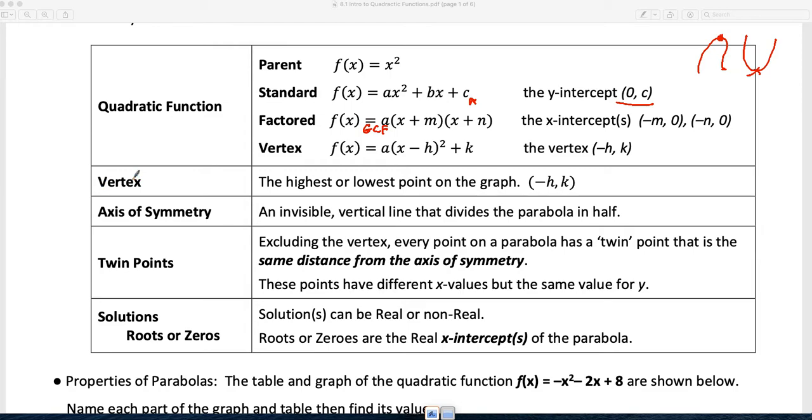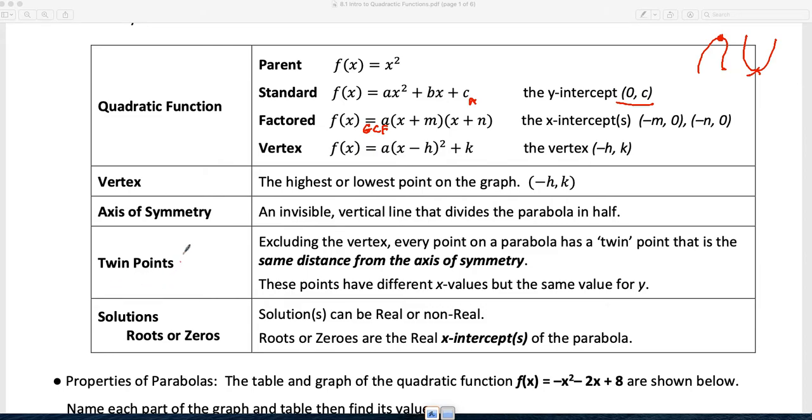Okay, we've done vertex before. We did vertex in chapter 1. The vertex is the highest or lowest point on the graph. The vertex is an ordered pair. It's got 2 points. And when we break this down, it's going to tell me what the maximum or minimum of the graph is. It's also going to tell me what the line or axis of symmetry is. And the axis of symmetry is an invisible line. It is going to be vertical, and it divides the parabola exactly in half. We'll look at that in a minute.